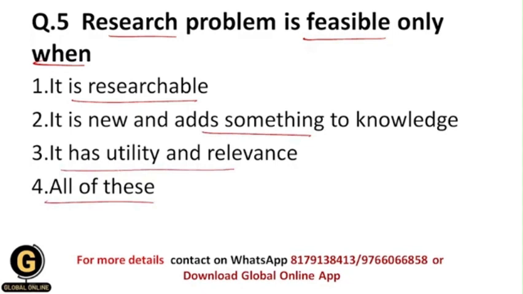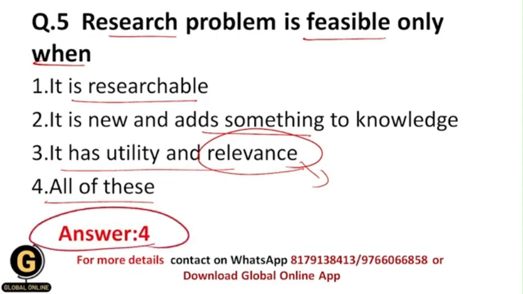So basically students, a research problem is feasible only when it is researchable. Whenever it is researchable, then obviously it will be feasible. When it is new and whenever it adds something to knowledge, then obviously it will be feasible. And as well, whenever it has utility and relevance, relevance meaning relevance to the problems in society, then obviously it will be feasible. That's why in all of these situations a research problem is feasible, and your correct answer should be 4, that is all of these.